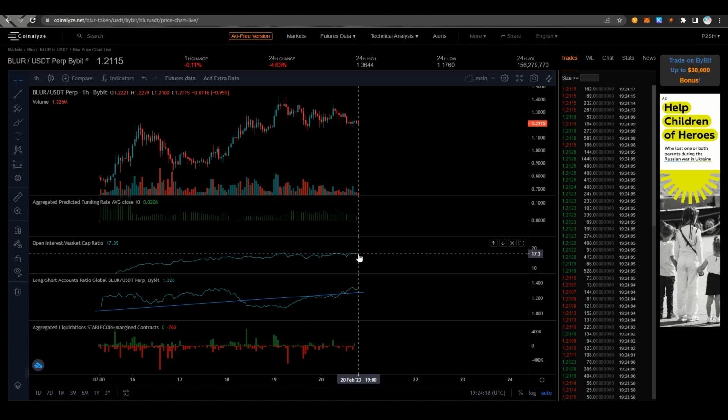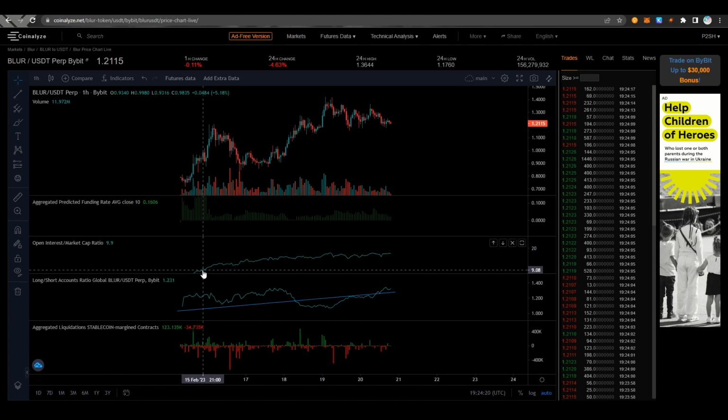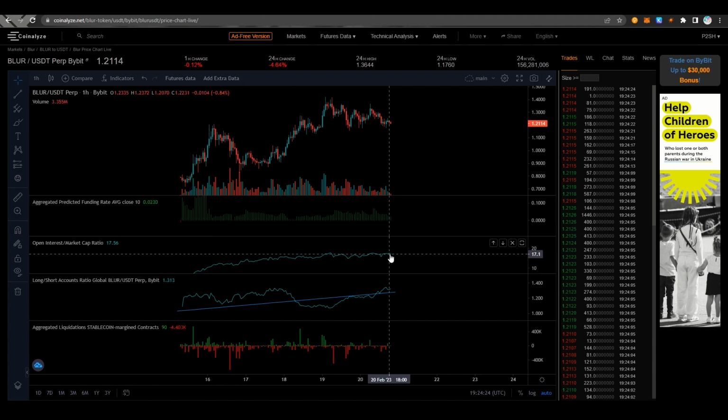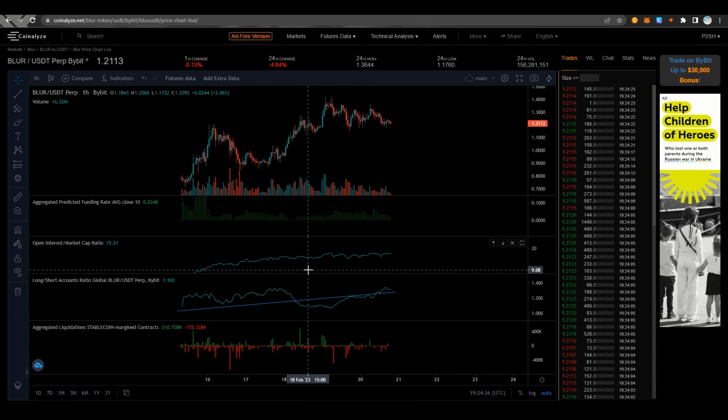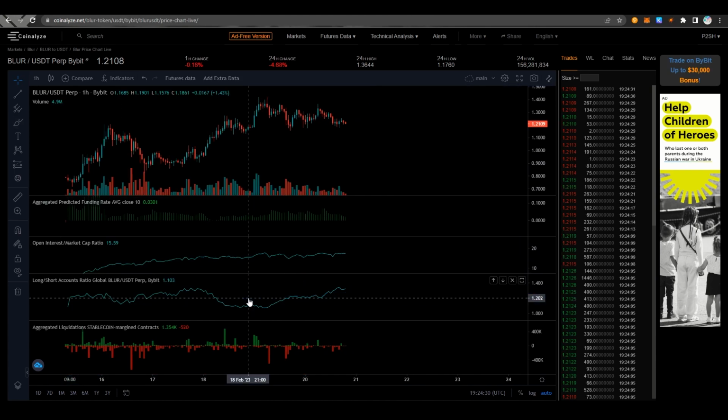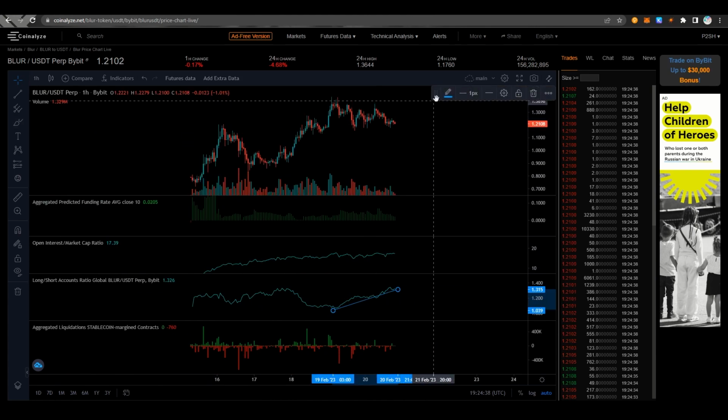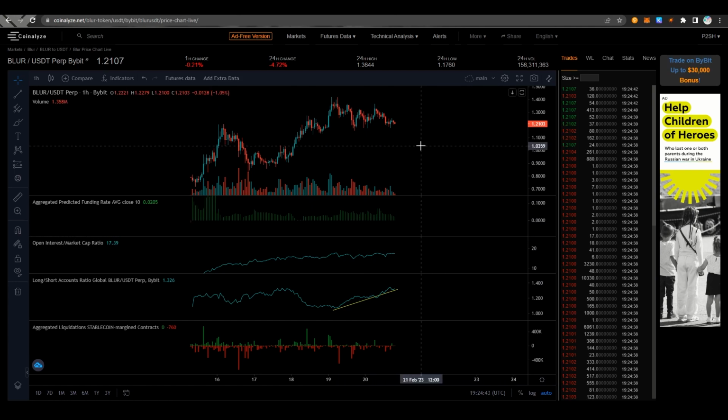There's quite a lot of open interest. It went from sort of 9% to around 17%, and the majority of that were longs, which is not good, man. There could be a big fundamental thesis behind this coin, so you have to watch out for that and do your own due diligence.